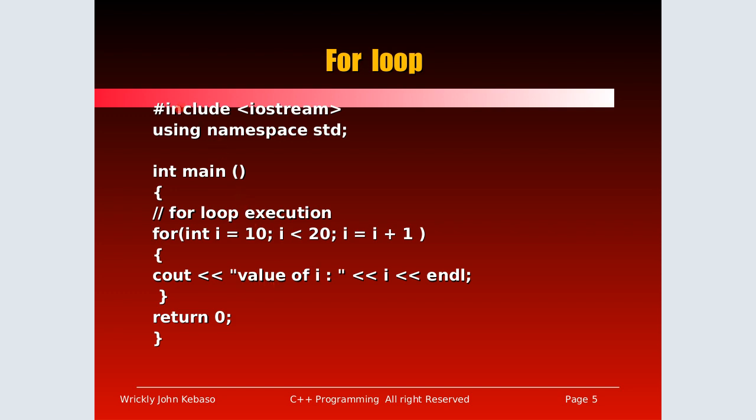So hash include is a directive. iostream is another file that has the meaning of the keyword cout. If you don't include this and use the cout keyword in your program, the compiler will get confused and it will not know the meaning of cout, and you will get an error. Hopefully, all of you have gotten that statement, and if not, then I'll continue repeating until you get it.